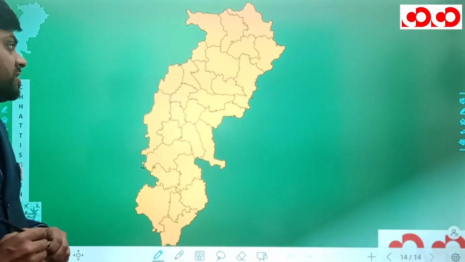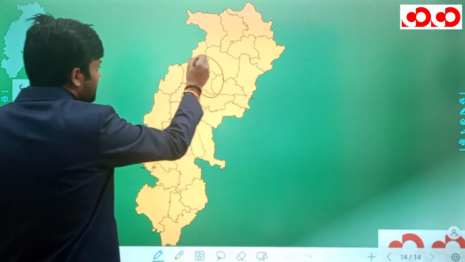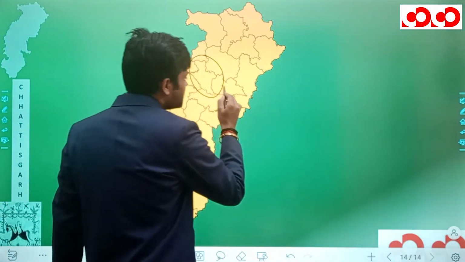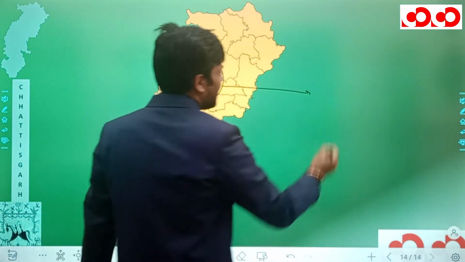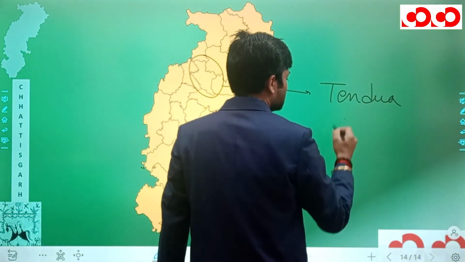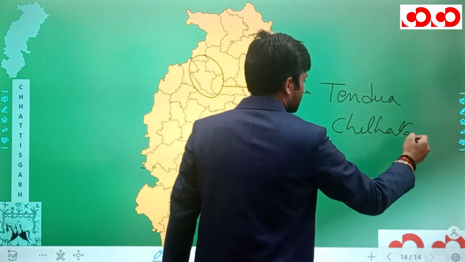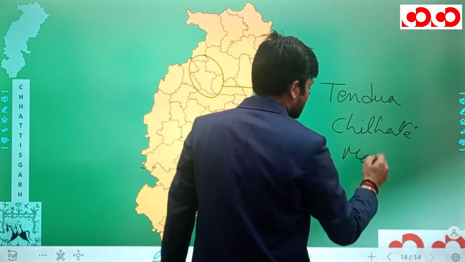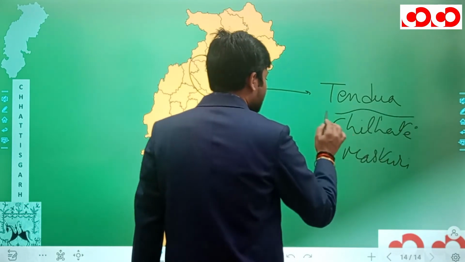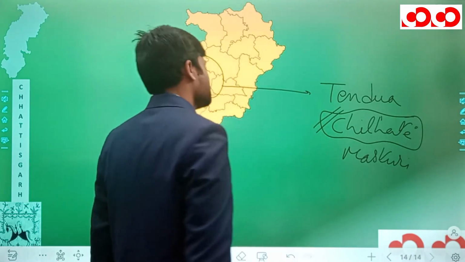Now let us solve this question with the help of a map. So this is the Bilaspur district of Chhattisgarh. And when we talk about limestone reserves in this Bilaspur district, we have Tendua, then we have Chilhati, and we have Masturi. Let me also tell you that this Chilhati is the single largest limestone reserve of Chhattisgarh.